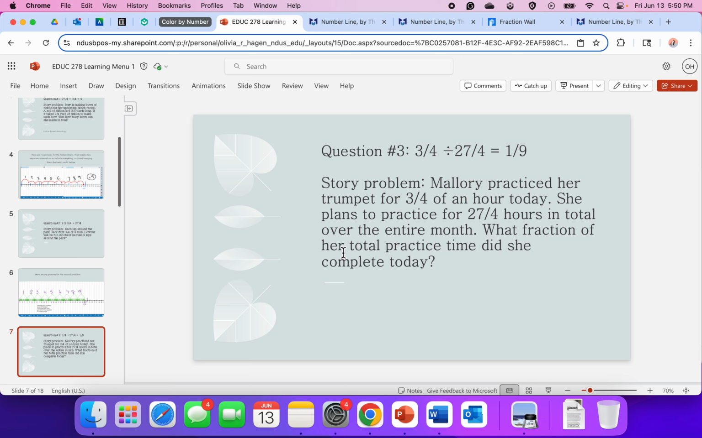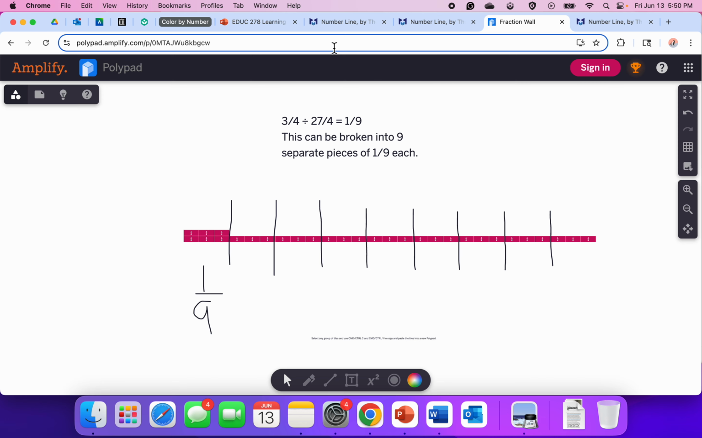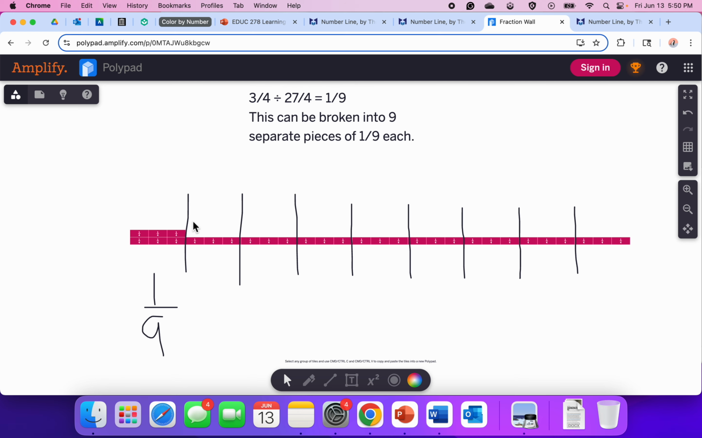Question 3 was 3/4 divided by 27 fourths equals 1/9. Mallory practiced her trumpet for 3/4 of an hour today. She plans to practice for 27 fourths hours in total over the entire month. What fraction of her total practice time did she complete today? So I used the Amplify one. That was a lot easier. And I kind of used the video to help me understand this a little bit better.